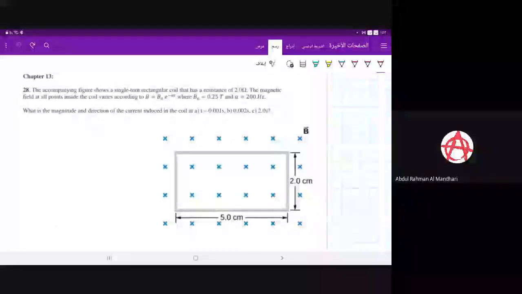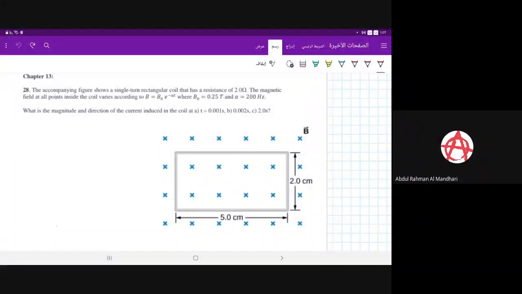And this figure shows a single turn. Single turn means n equals 1, as you know. And this is a rectangular coil, as you can see in the figure, that has a resistance R. So this is R, resistance R, 2 ohms.